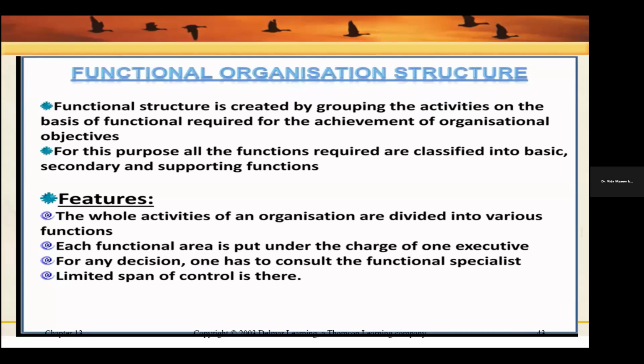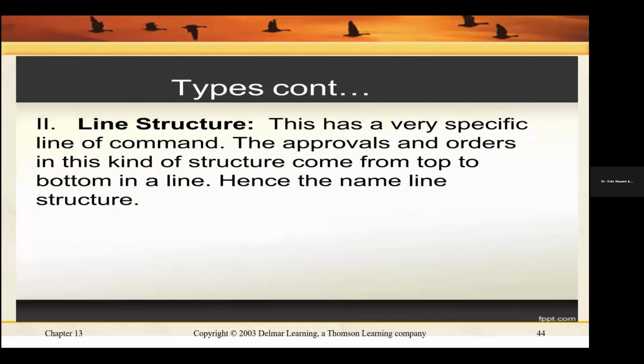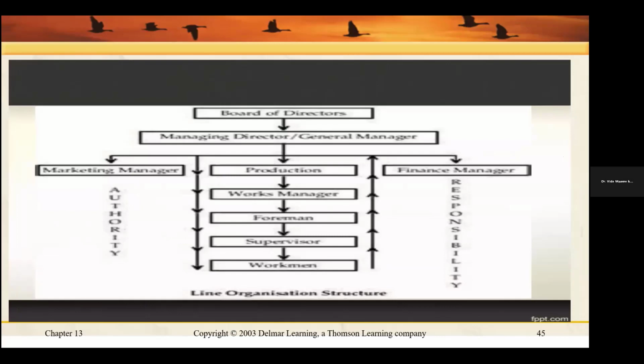So, as I said, the first was the line structure. It has a very specific line of command that you need to follow. So the approvals and others in this kind of structure come from the top to the bottom, in a line, hence the name line structure. So this is the line, the board of directors. We can have those that have the authority and those that have the responsibility. Line organizational structure. These are the types of structures that we have.